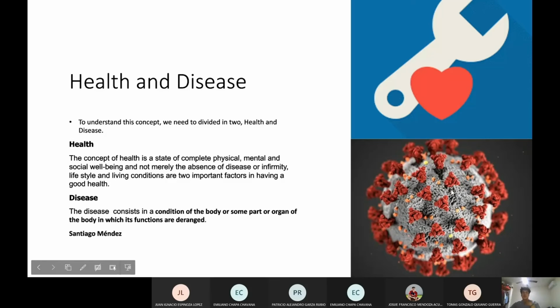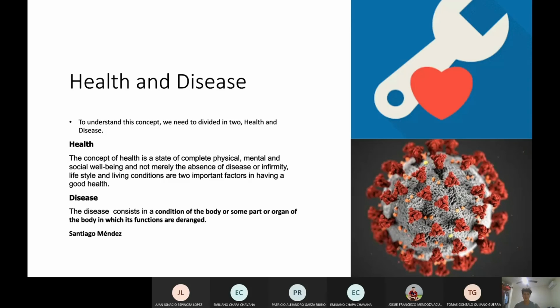Health and disease. To understand this concept, we need to divide it into health and disease. The health. The concept of health is a state of complete physical, mental, and social well-being, and not merely the absence of disease or infirmity. Lifestyle and living conditions are two important factors in having good health.